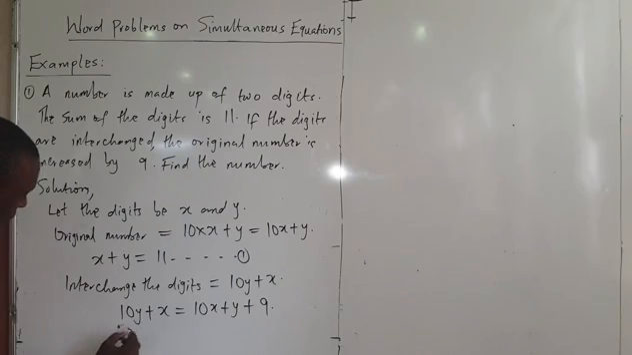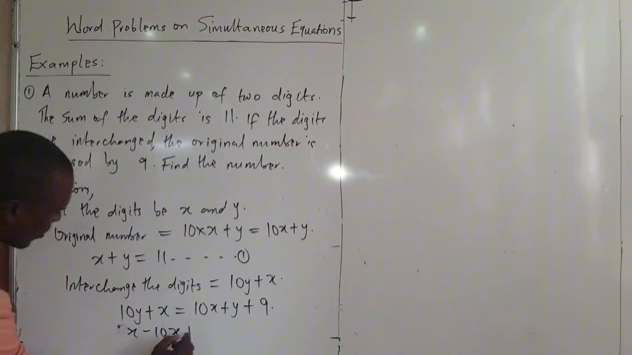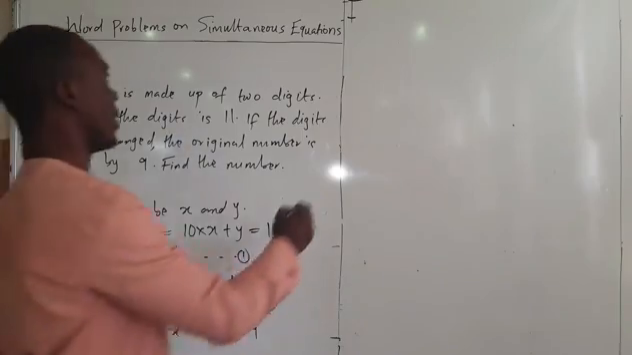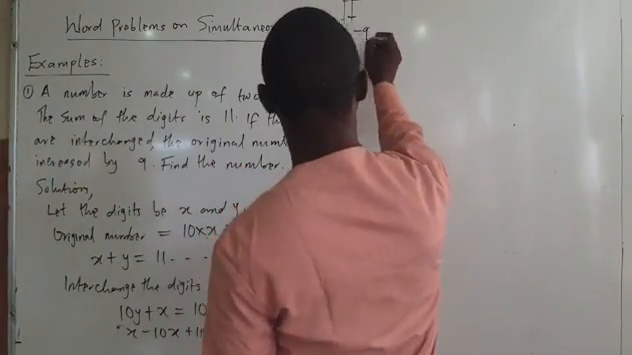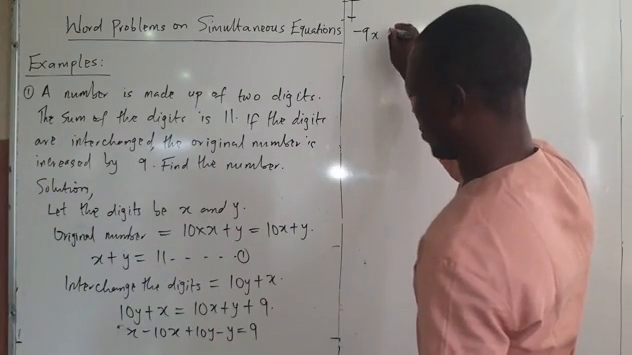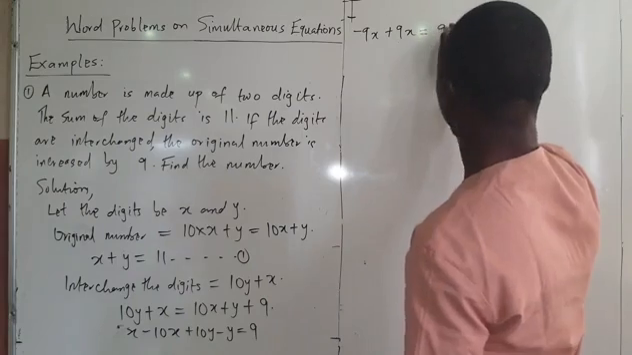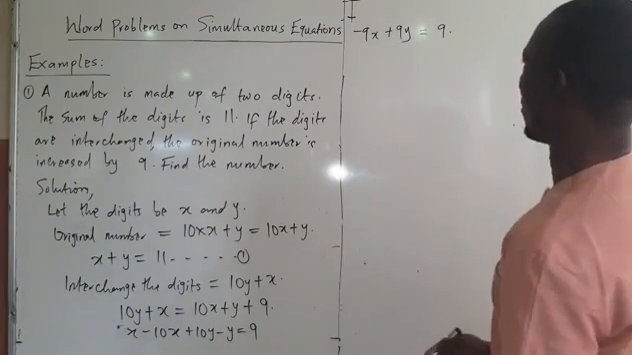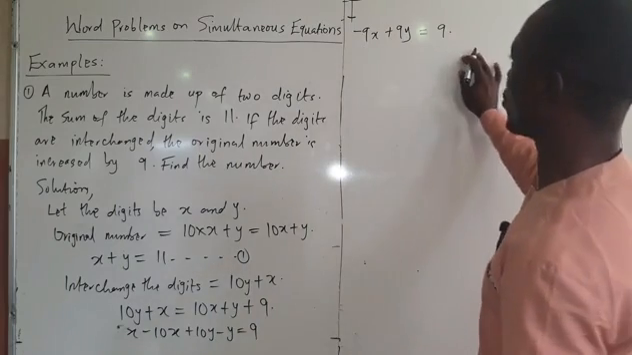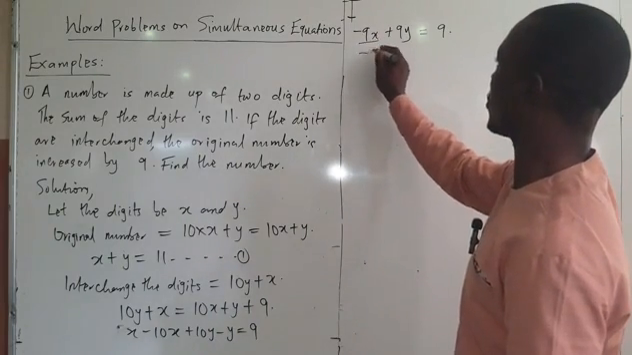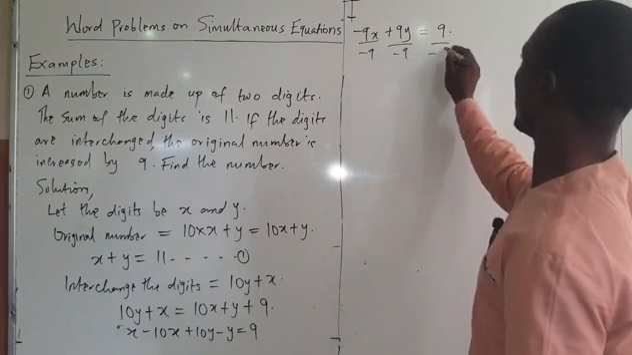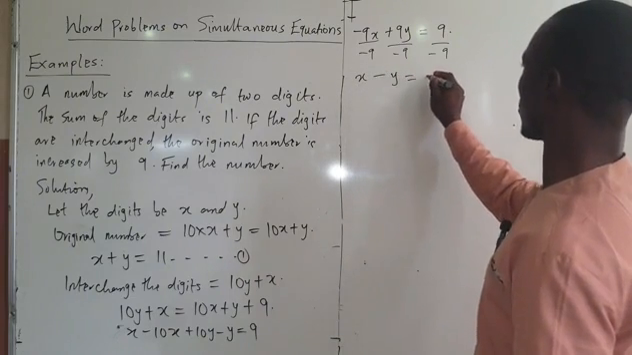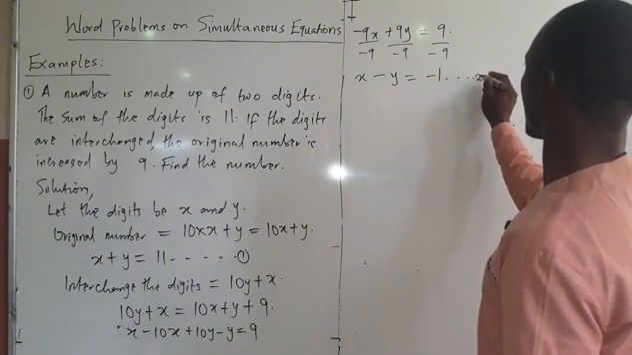x minus 10x plus 10y minus y equals 9. So it becomes minus 9x plus 9y equals 9. So you divide through by minus 9, minus 9, minus 9. So the equation becomes x minus y equals minus 1. We call this equation 2.